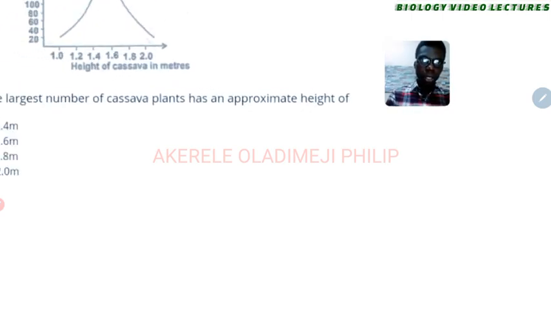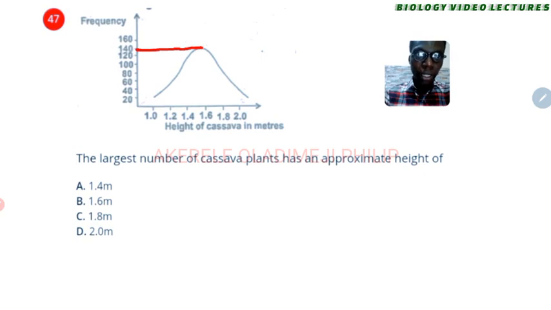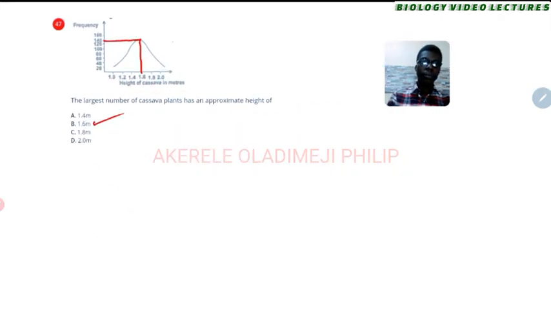The largest number of cassava planted has an approximated height of, okay, well, what that is saying is, let's trace this, that's 140 there, but we trace that down, I think that's 1.6 meter. All right, so that's B there.